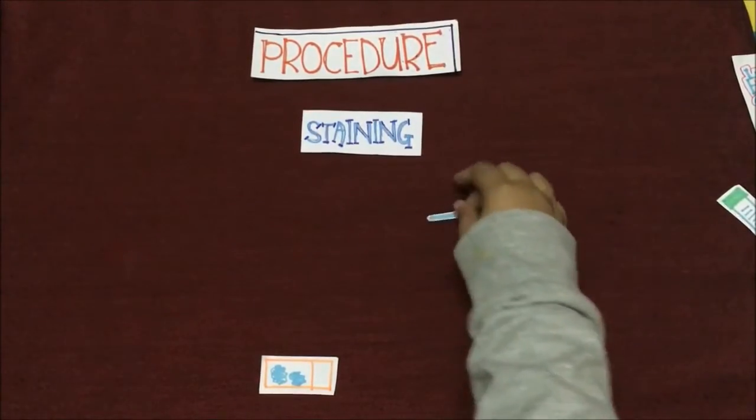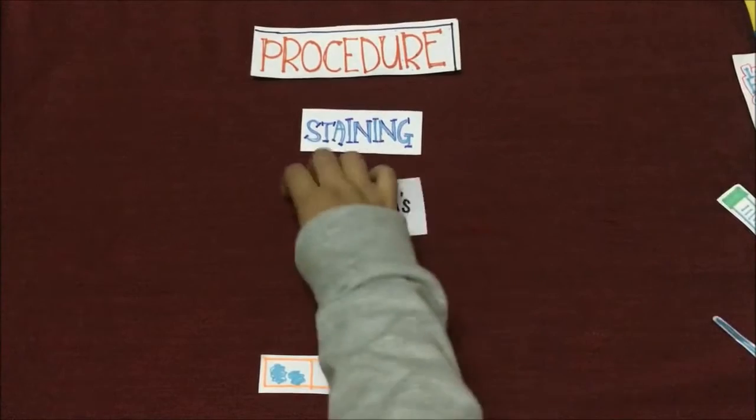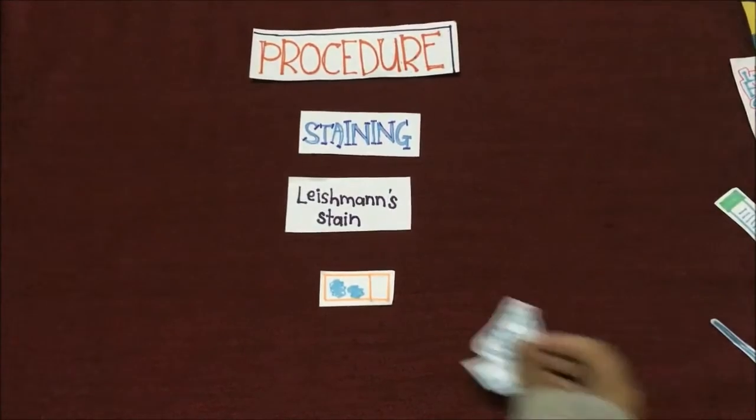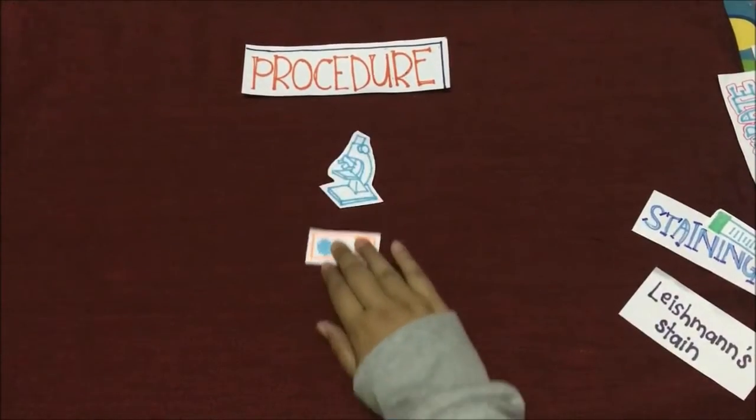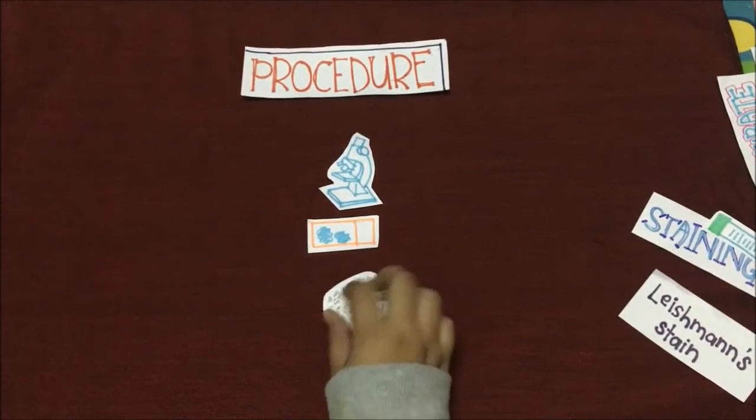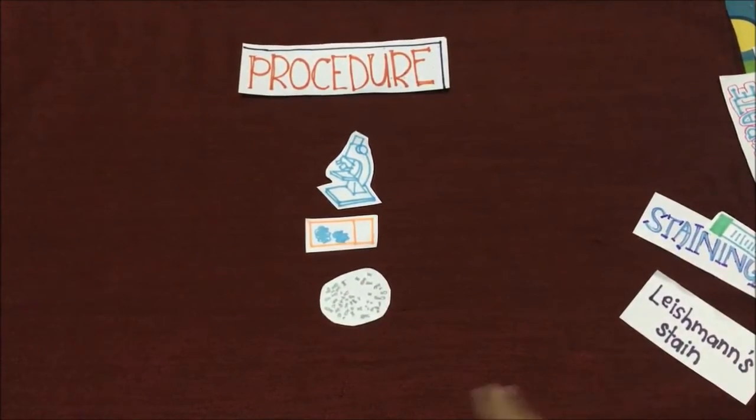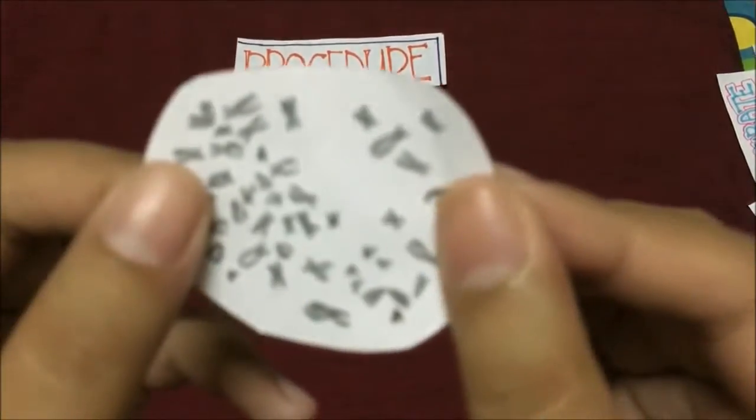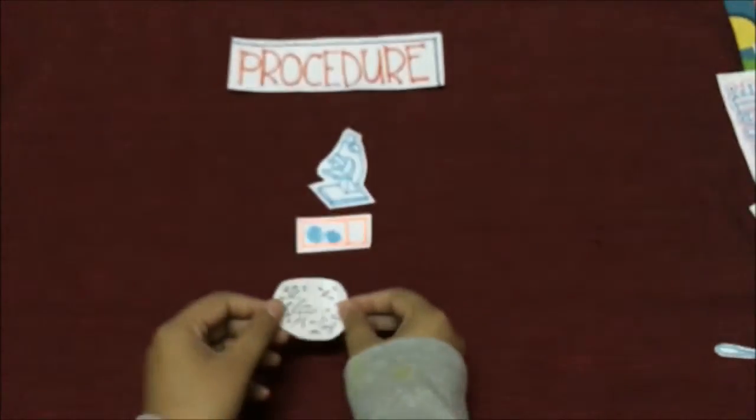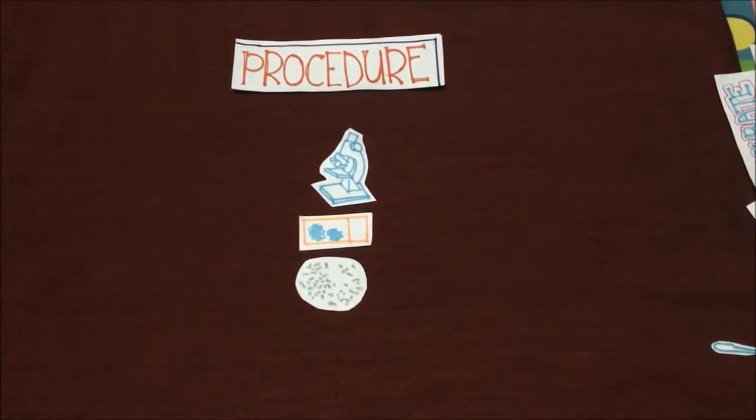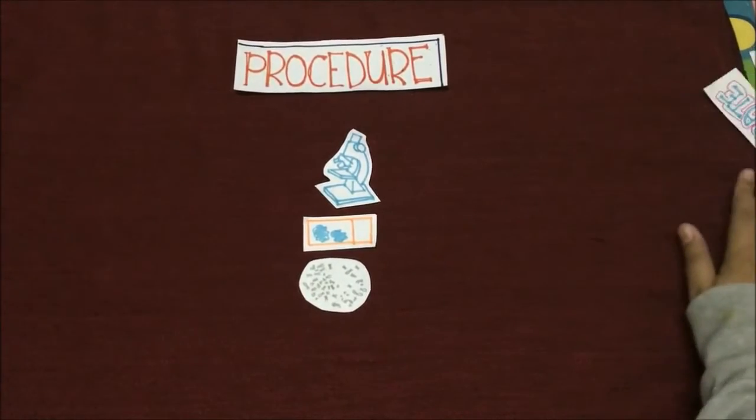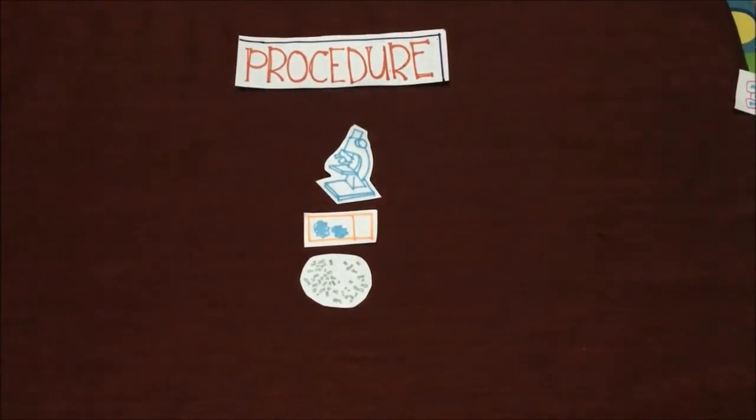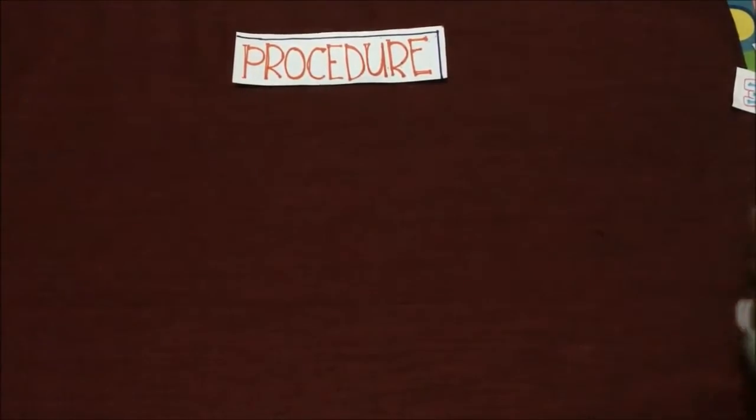In the staining, we're going to use Leishman stain to see the chromosomes. After that, we're going to view it under a microscope, and we're going to see an example of one spread of chromosomes from one cell. You can see here. After that, we're going to do analysis of the patients, whether they have any disorders and so on. So that's all for me.